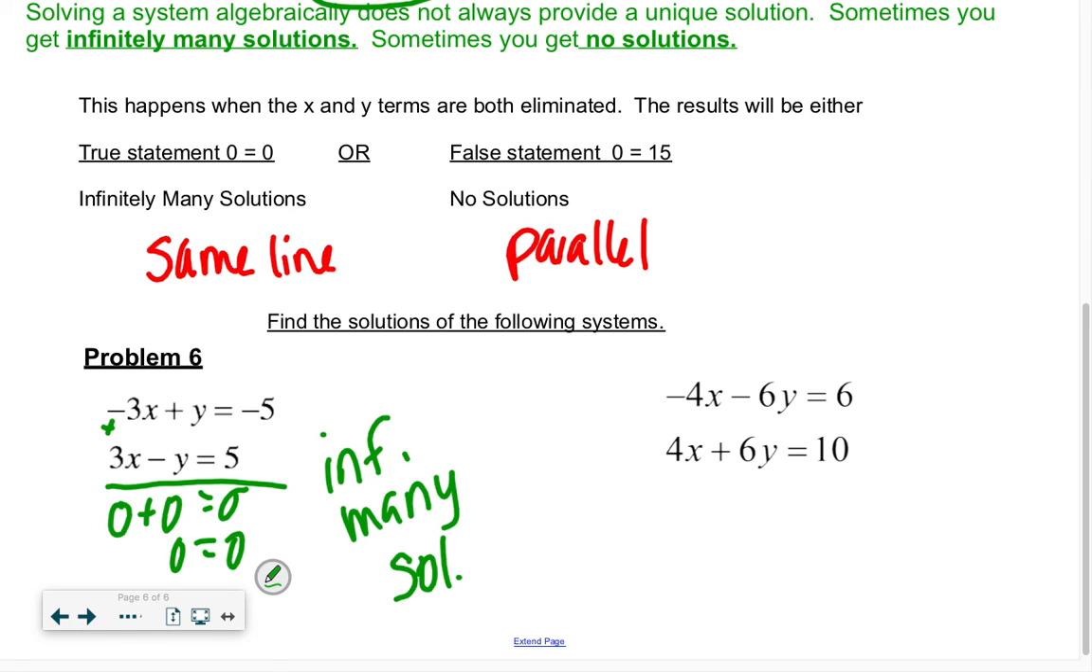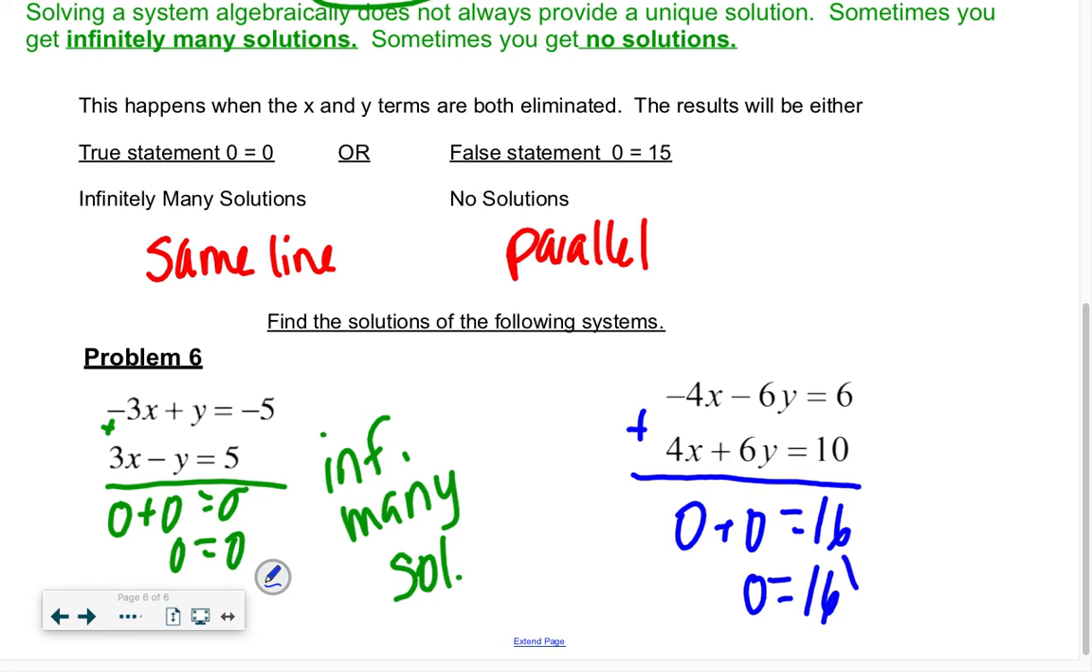Last one, add or subtract? Add. Negative 4x plus 4x, 0. Negative 6y plus 6y. 6 plus 10, 16. Does 0 equal 16? No solution. Nonsense. No solution.